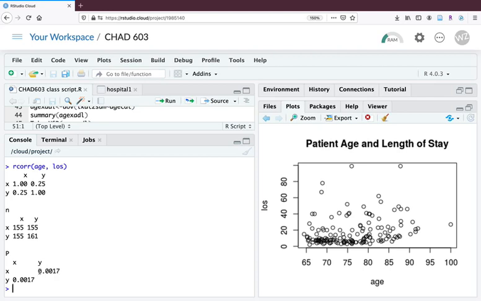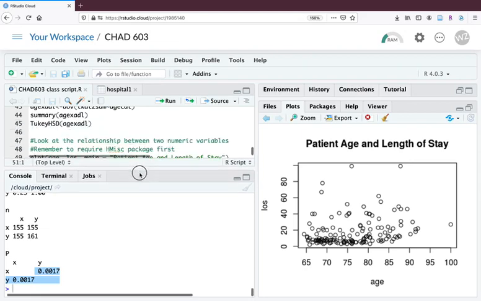Now notice that this is a statistically significant finding even when the correlation is low. So you can have low correlations and statistically significant findings, and as well high correlations that are not statistically significant. Remember, sample size plays a role in this, and all we're talking about is the strength of the relationship between age and length of stay. So age is a significant predictor of length of stay, but it's a weak predictor.